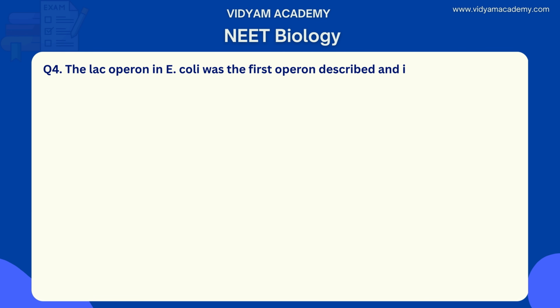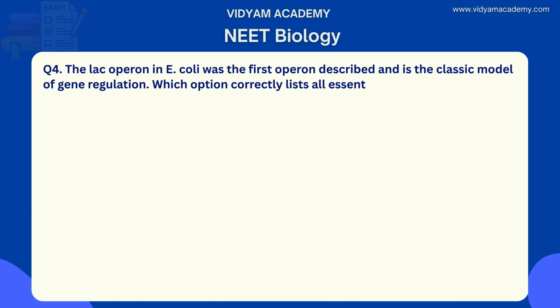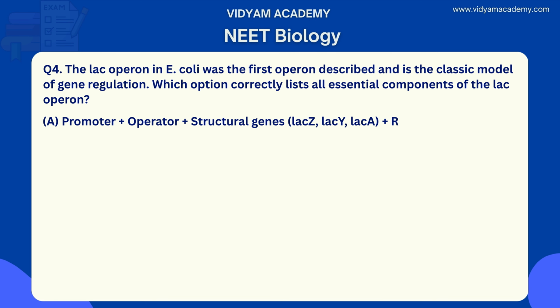The lac operon in E. coli was the first operon described and is the classic model of gene regulation. Which option correctly lists all essential components of the lac operon? Option A. Promoter plus operator plus structural genes lacZ, lacY, lacA plus a regulatory gene, lacI, encoding the repressor protein.